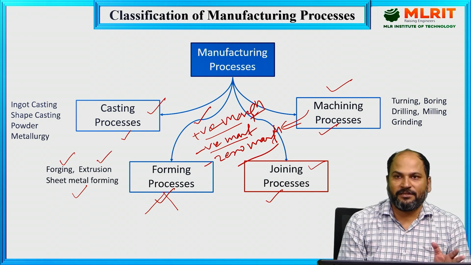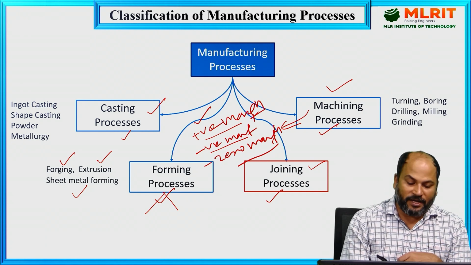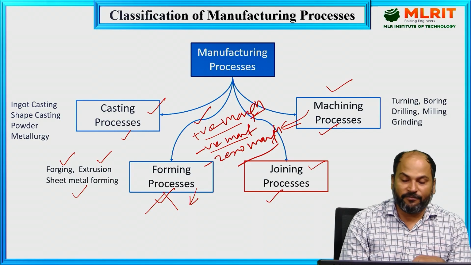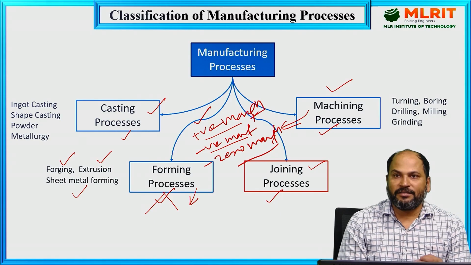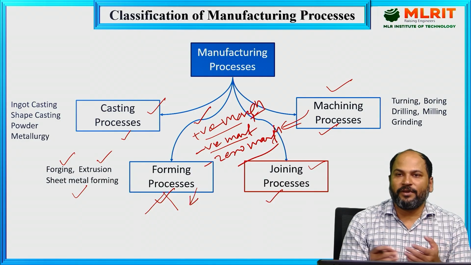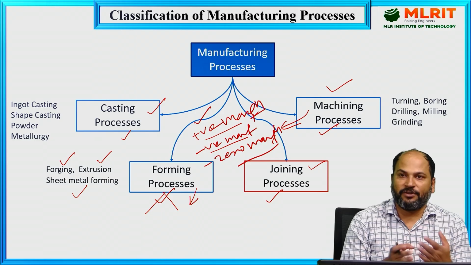If this is the situation, it is known as zero manufacturing. So why does the forming process come under this category? As we know, here neither are we melting the material nor are we removing the excess material. What are we actually doing?